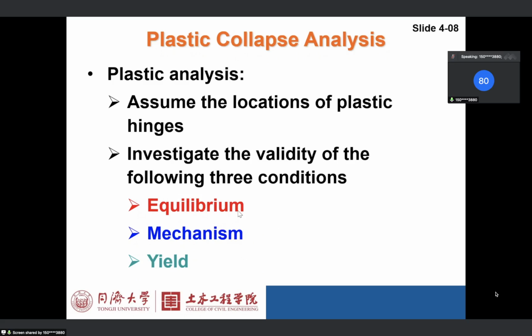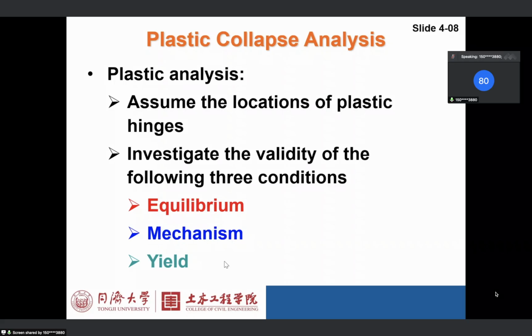Okay, so first I will go through these conditions. Maybe you don't know exactly what they are, but I will explain this later on. But first of all, just to quickly go through the three conditions that you need to understand. The first is equilibrium. Actually, the equilibrium condition is not a problem, because when you make calculations, you always follow the equilibrium principle, right? So the first condition is always satisfied. Normally, it should not be a problem.